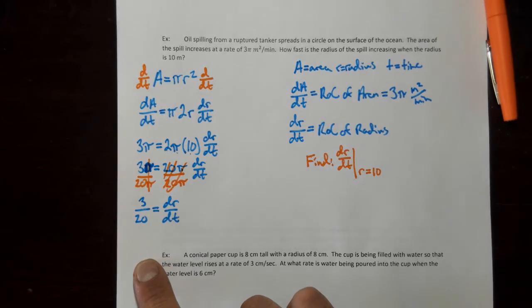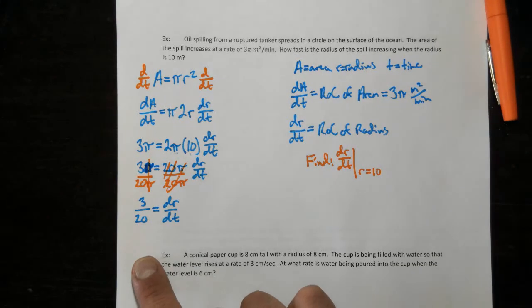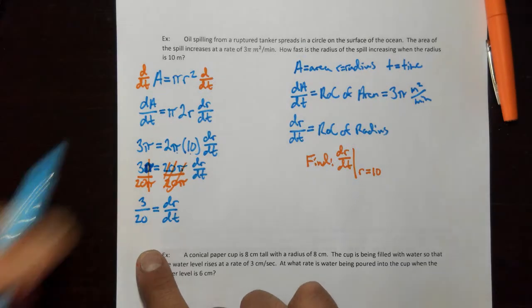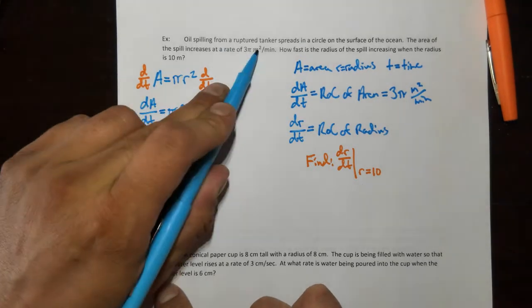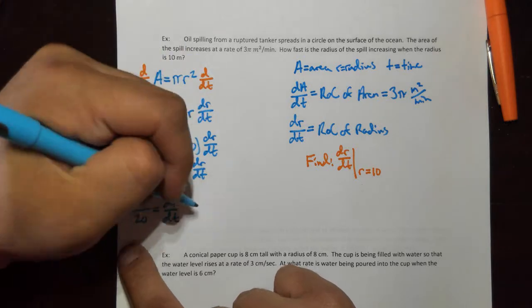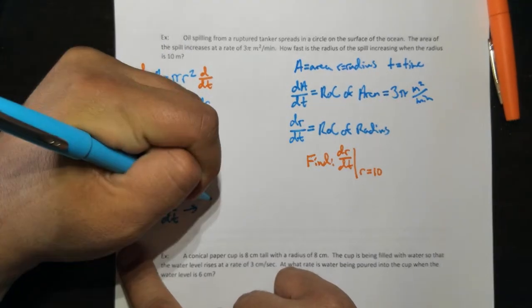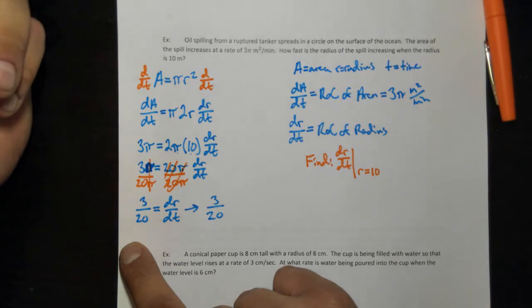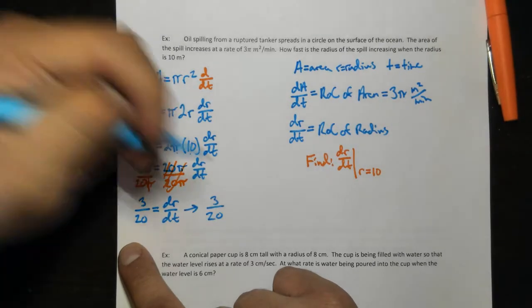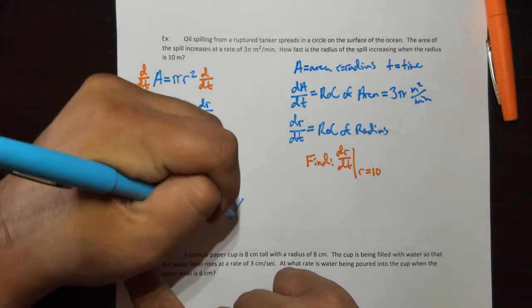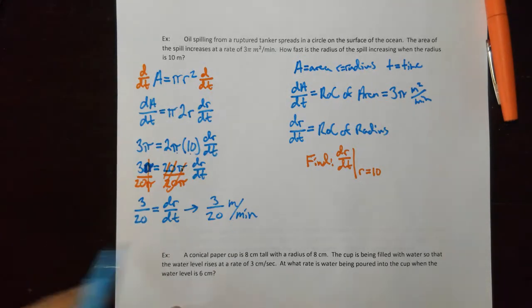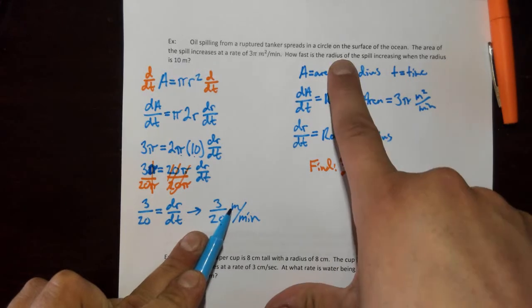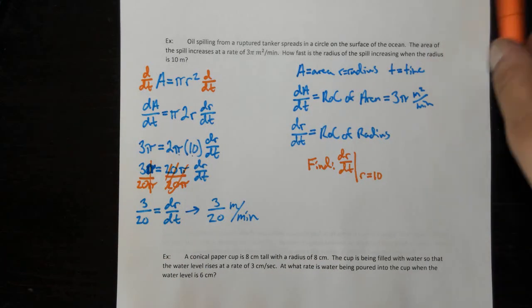That's going to be just the, how fast is the radius? So centimeters per, what were we in? Oh, meters, oh, oil tanker. Meters per minute. So I'll write it with the units on it. 3/20 meters per minute, and it's the radius, so we don't need to do meters squared. It's just the radius, so that's just the length in 1D. Awesome.